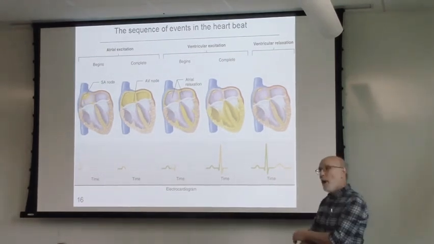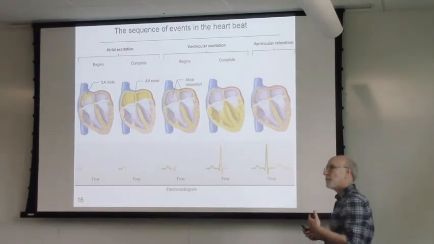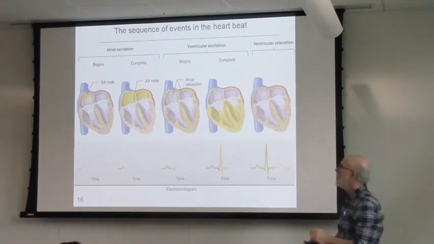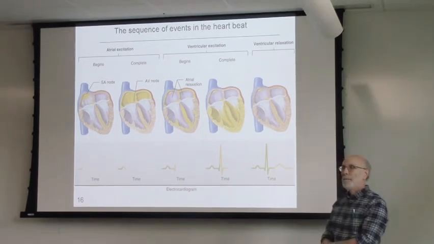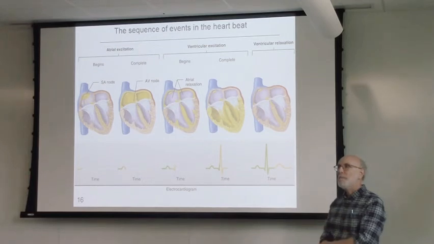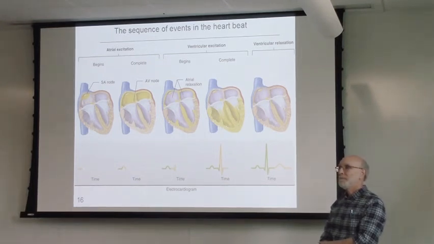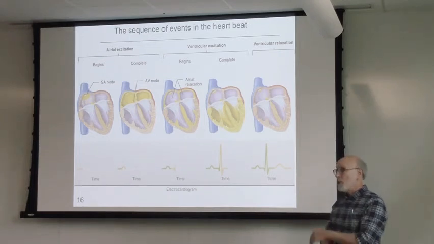Okay, what channels are most important for triggering contraction in atria or ventricles? Joe? The voltage-gated calcium channels and the potassium channel. Voltage-gated calcium channels. And that was what Joey said.